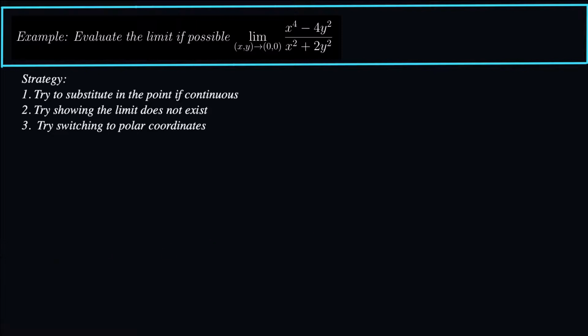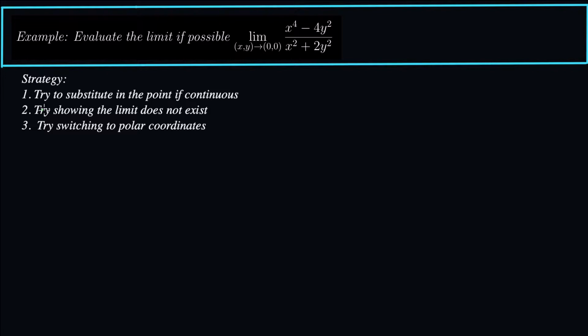Let's take a look at our strategy. Our strategy, first of all, is just to substitute in the point if the function's continuous, because if the function's continuous, the limit at that point is just the function value. Number two, if that doesn't work, if the function's not continuous, maybe it still has a limit, or maybe it doesn't. The next thing we try is to show that the limit does not exist there, and we can do that by showing that through two different paths to that point, we get different limits. We'll see that here in a second if this is the case.